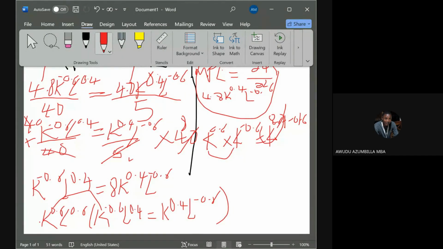Okay. Then let's move to L. I'm doing it one by one. We are multiplying L^0.6 by L^0.4. Now we are adding the exponents because the bases are the same. So we are going to get L to the power 0.4 plus 0.6, which is 1. So it's going to give you L raised to the power 1, which is the same as L. So the whole of this one is going to give you L. Now let's move to the second one. The second one is the same thing that we are going to do.